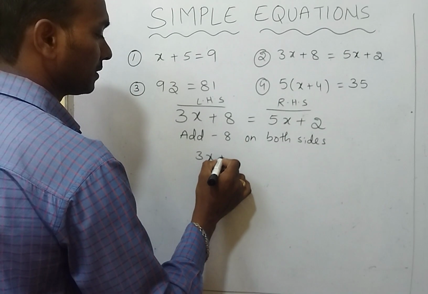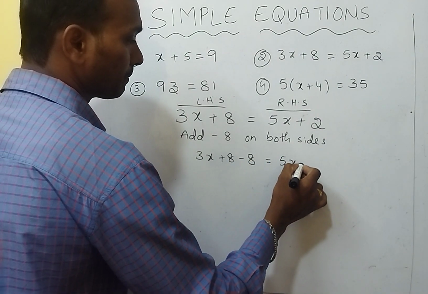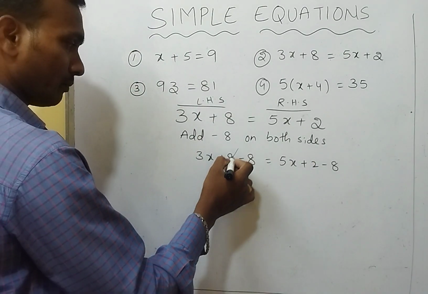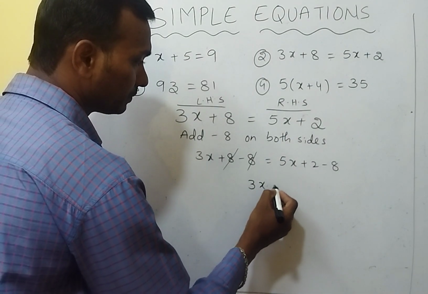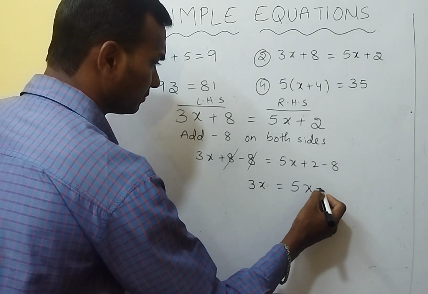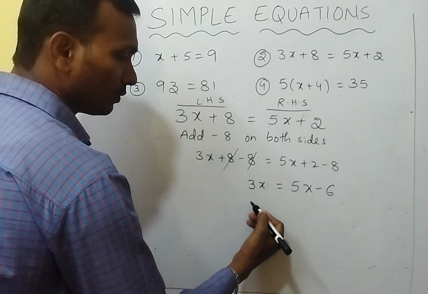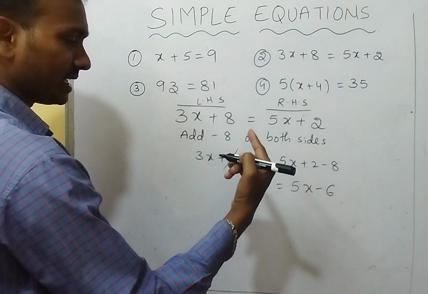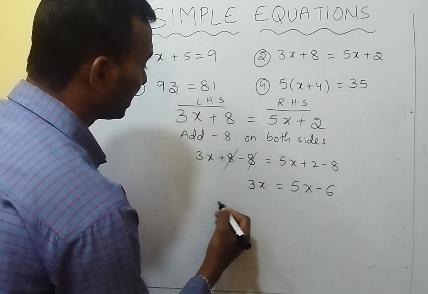3x plus 8 minus 8 equals 5x plus 2 minus 8. Plus 8 minus 8 is going to cancel. That is 3x equal to 5x, and 2 minus 8 becomes minus 6. Now you see here, on this side a variable is there, and on the right hand side 5x, a variable is there. So now we should eliminate that variable.